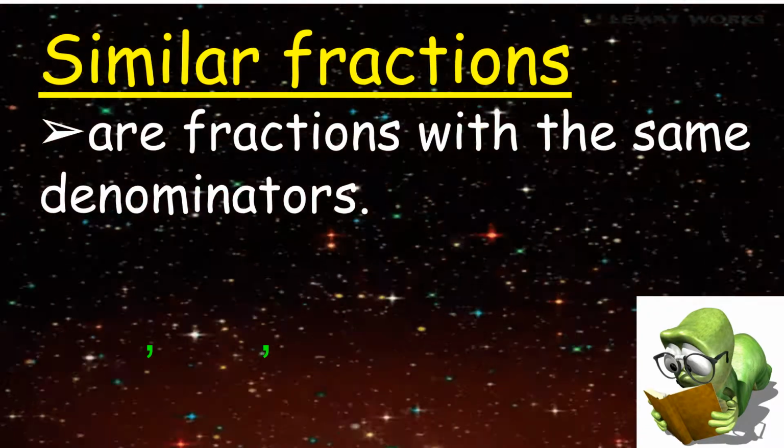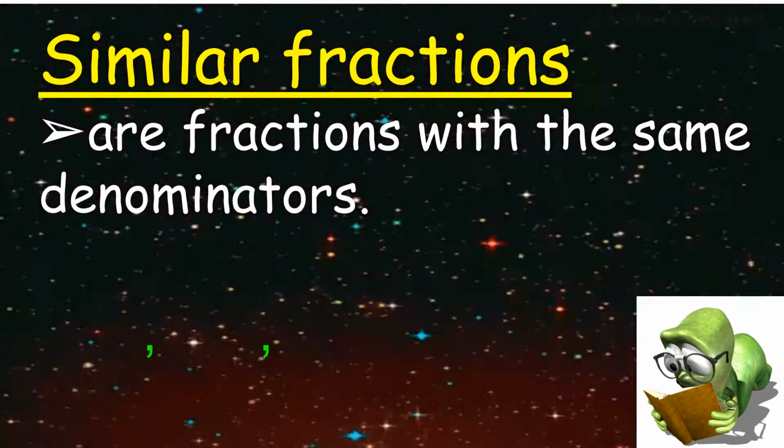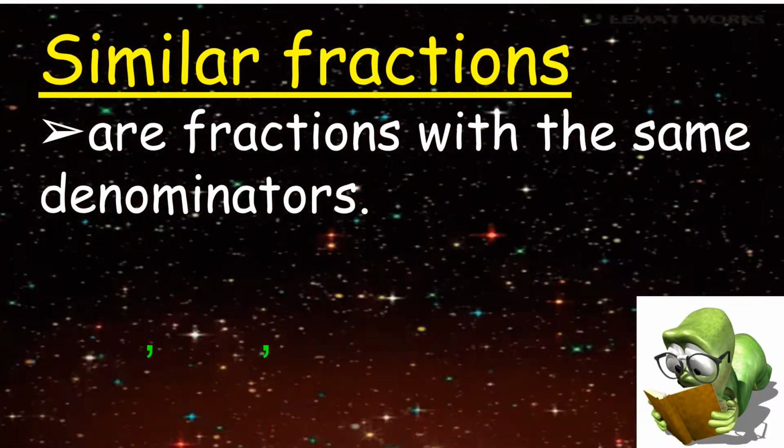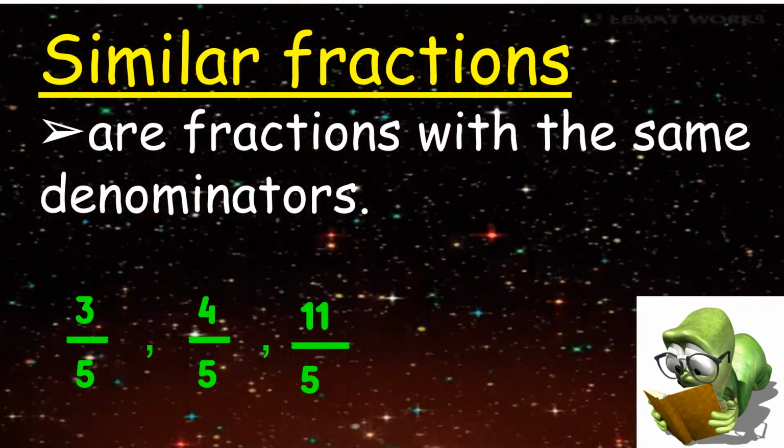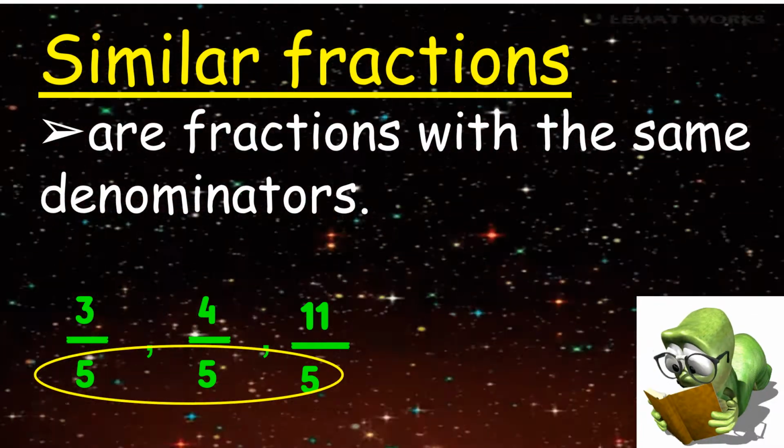We can say that they are similar fractions if the fractions have the same denominators. For example, we have here 3 over 5, 4 over 5, and 11 over 5. The fractions have the same denominators, which is 5.